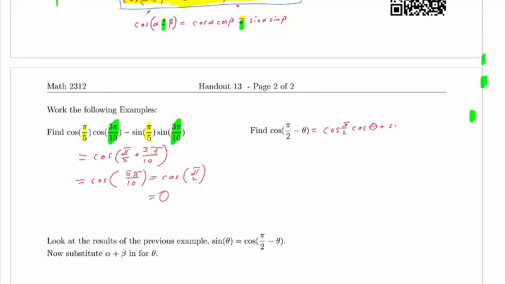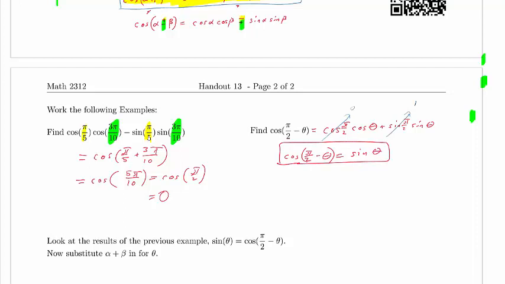Plus sine pi over 2 sine theta. All right, so we're going to make a few quick observations. Cosine pi over 2, why, that's nothing but 0. And sine of pi over 2, that is 1. Right, we know these because we have them memorized from the unit circle. So cosine of pi over 2 minus theta equals sine theta. So that's pretty neat. That's a box-worthy result.